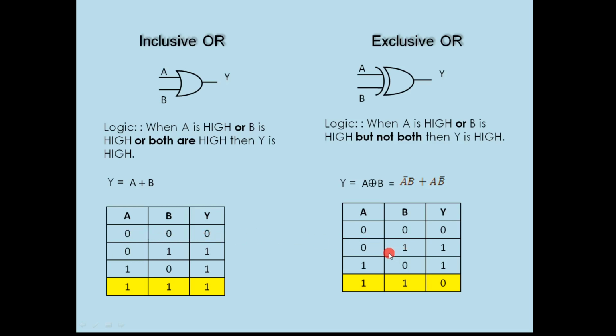And in case of exclusive OR gate, only when A is high or B is high, output is high. Exclusively when A is high or B is high, Y is high, but not both. That means when both the inputs are high, the output will not be high, it will be 0, right. So this is the difference. When both the inputs of OR gate are high, its output is high, but when both the inputs of XOR gate are high, its output is 0.